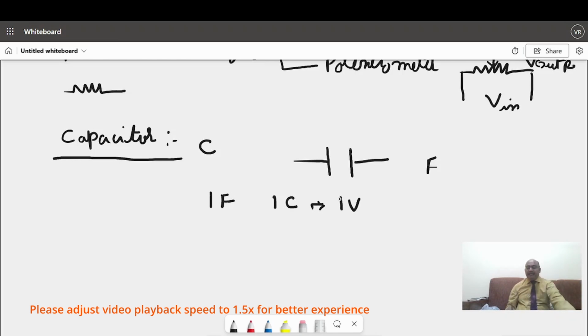Once again I am reading. A capacitor has a capacitance of 1 farad if 1 coulomb of charge, meaning 6.242 into 10 to the power of 18 electrons, is deposited on the plates by a potential difference of 1 volt across its plates. C is equal to charge by voltage, the ratio of charge to voltage. From this, Q is equal to CV: capacitance, farads, into voltage. Like that you can also see.